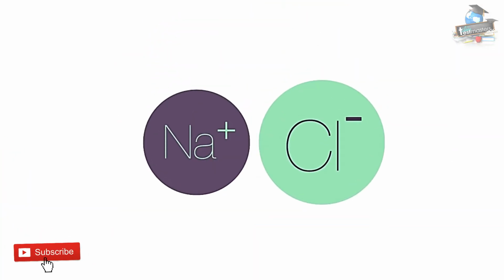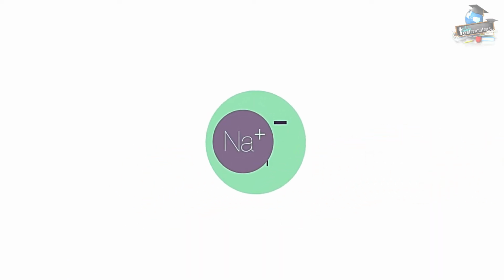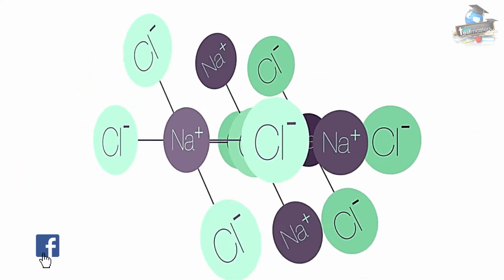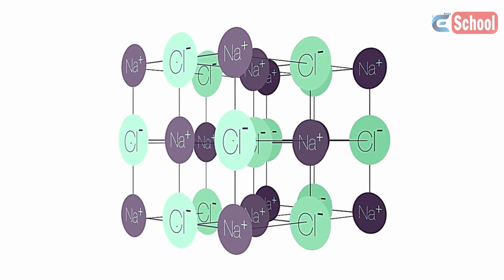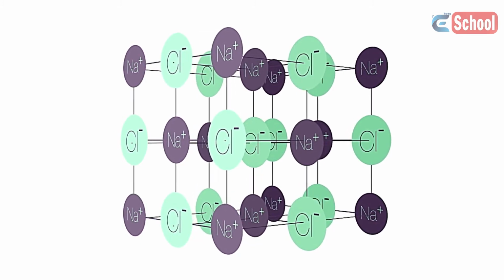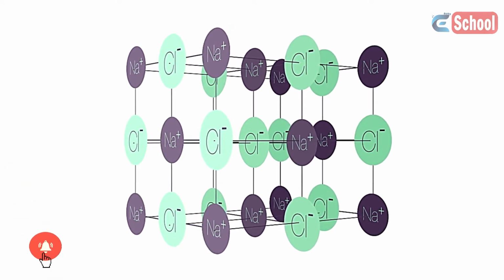When we talk about sodium chloride, there aren't actually any individual sodium chloride molecules. Instead, the sodium and chloride ions are arranged in a regular repeating 3D pattern known as a giant ionic lattice. Let's now have a look at the giant ionic lattice of sodium chloride.